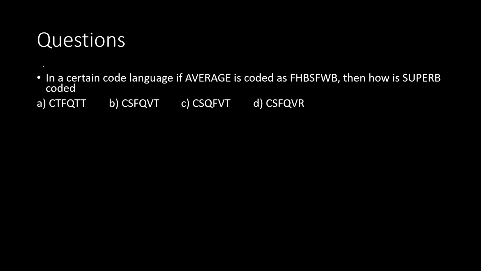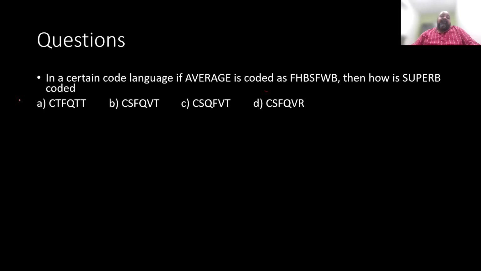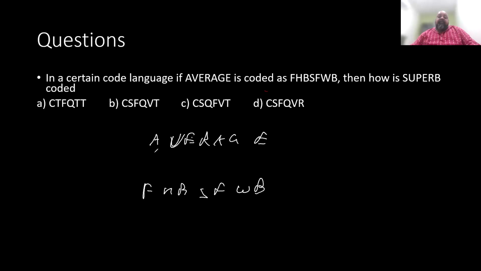B. B, okay. So again, if I just look at the codes, you will see that average, AVE, RAGE is coded as FWB, FHB, SFWB. A becomes B, V becomes W, E becomes F, R becomes S, A becomes B, G becomes H, E becomes F. So basically, one has been added to each alphabet, and then they have been interchanged or reversed.